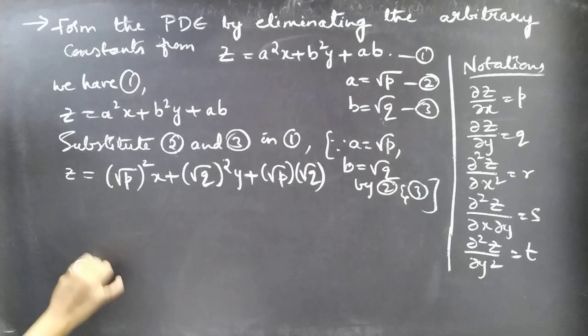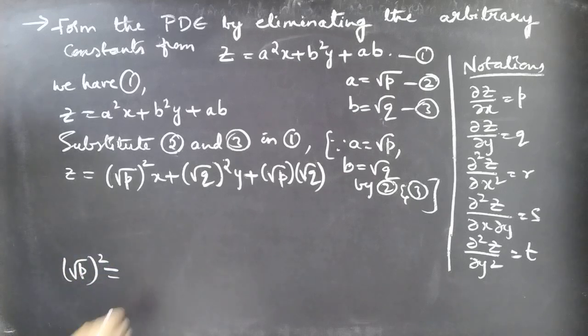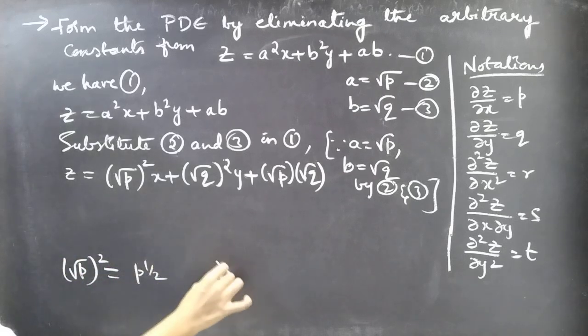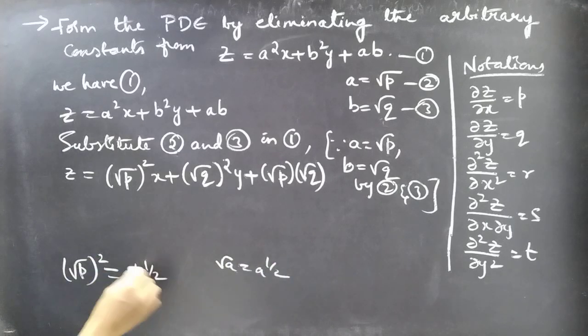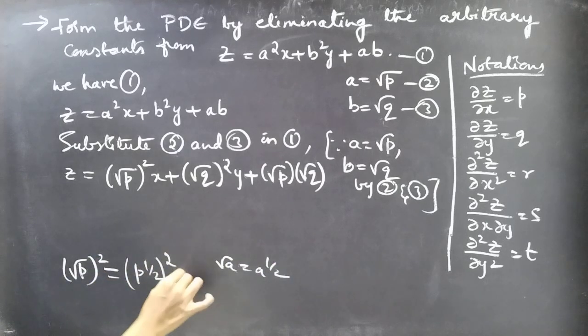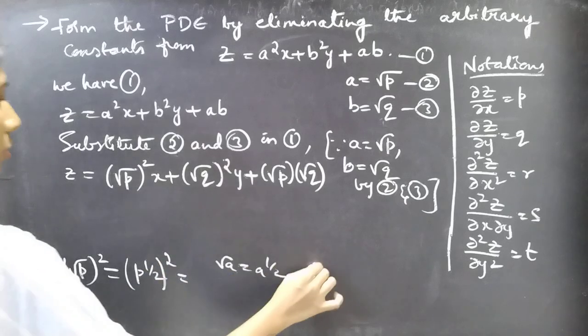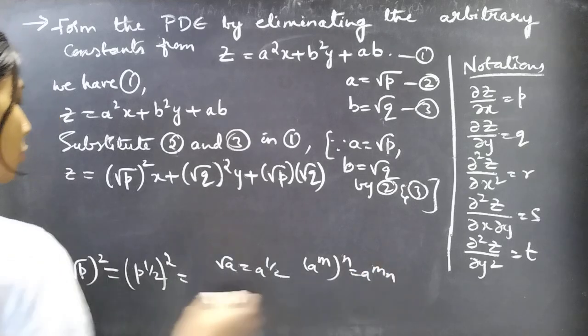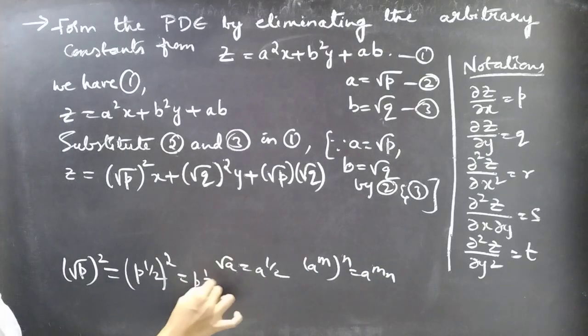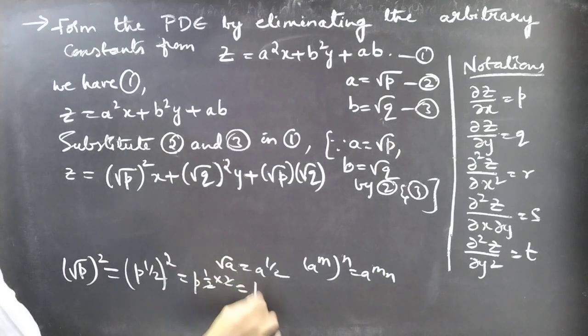See, square root of p whole square can be written as p power 1 by 2, since square root of a equal to a power 1 by 2, right? So you can write square root of p as p power 1 by 2 raised to power square. Since a power m whole power n equal to a power mn, so you can write this as p power 1 by 2 into 2, where 2 gets cancelled, you'll get p, right?